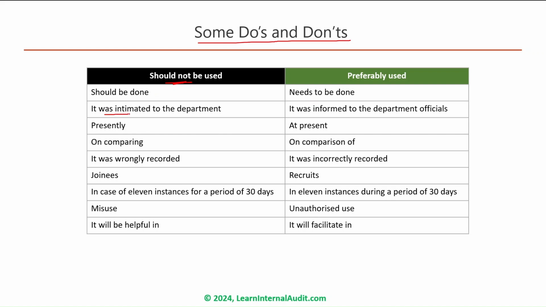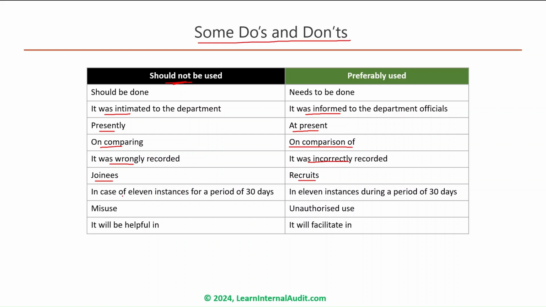Next, "it was intimated to the department." "It was informed to the department officials" looks much better. Presently: instead of "present," use "at present." "On comparing": use "on comparison of." "It was wrongly recorded": use "it was incorrectly recorded." Instead of using "joinees," use the word "recruits."